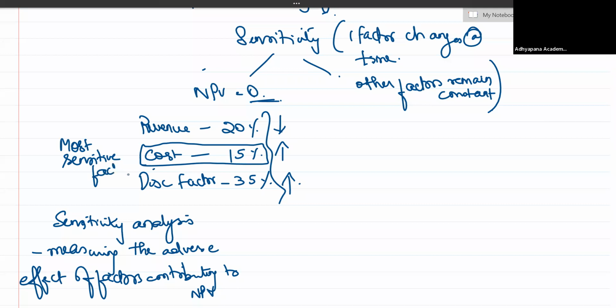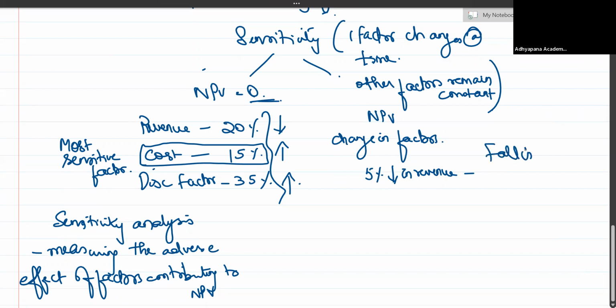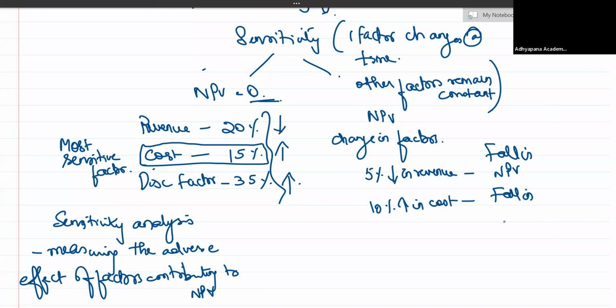This is one way of measuring sensitivity. There is one other way of measuring sensitivity for the project where you will have a change in the factors which is given to you. The change in factors will be given. Say suppose a 5% fall in revenue. A 5% fall in revenue will give you a fall in NPV also. Likewise, they will give you, say, suppose a 10% increase in cost, for which you will again find a fall in NPV.